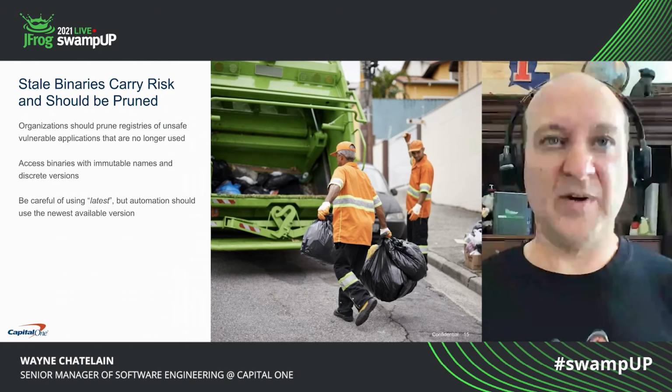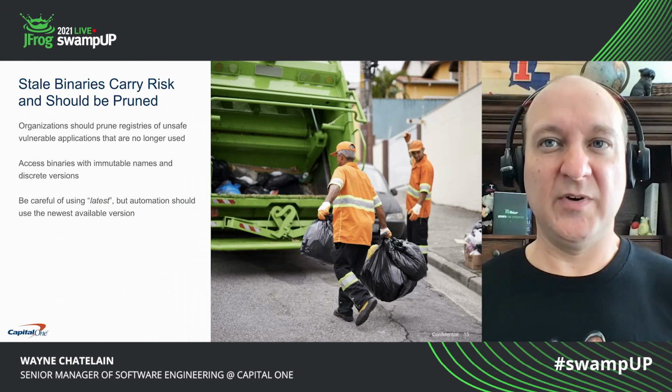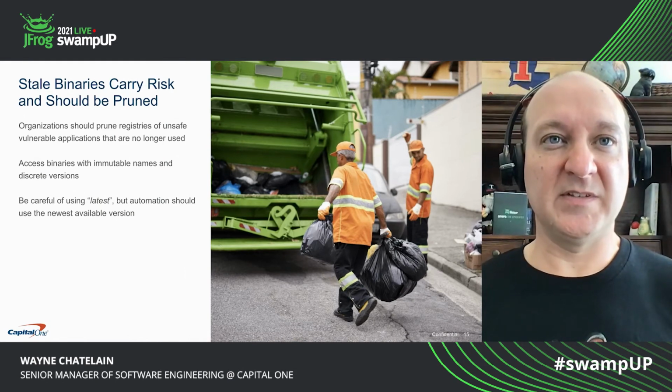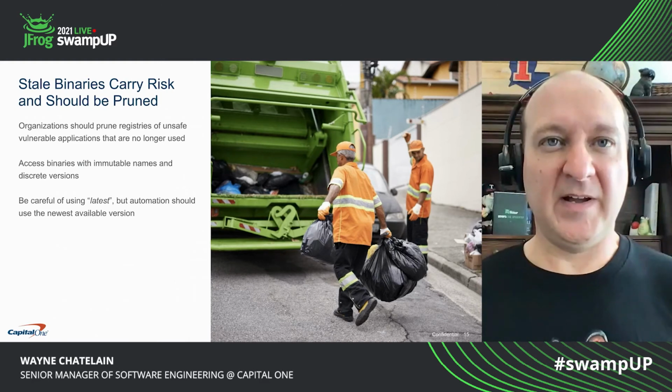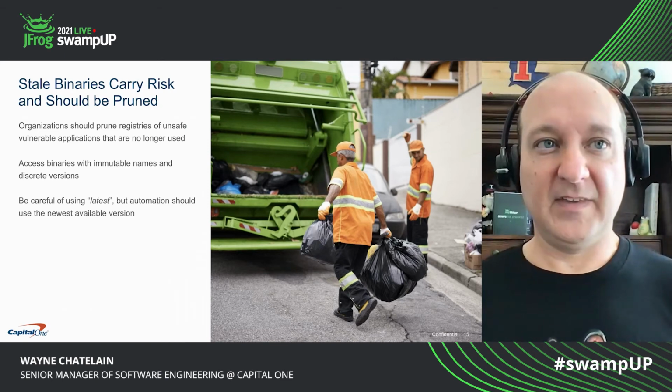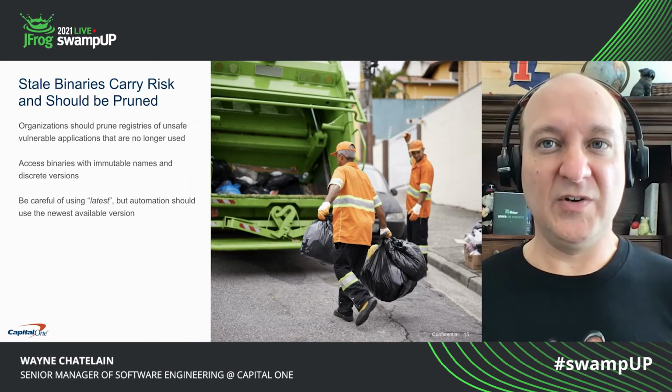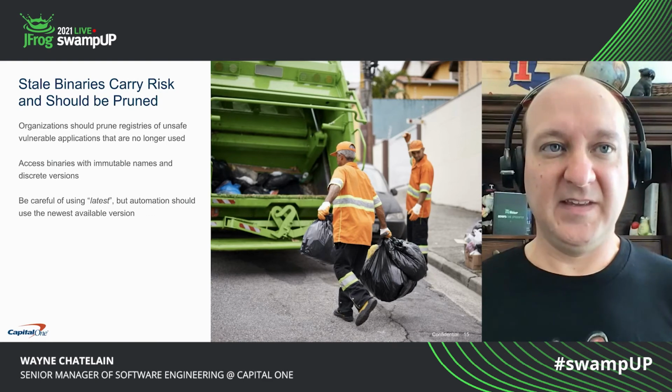Next, the operational practices of your organization should put emphasis on using software binaries with immutable names that specify discrete version numbers. So rather than configuring a pipeline to download a file called my app, for example, use the version number, like my app 2.3, to ensure that the correct and known good version of the application is being used in the pipeline and build release.